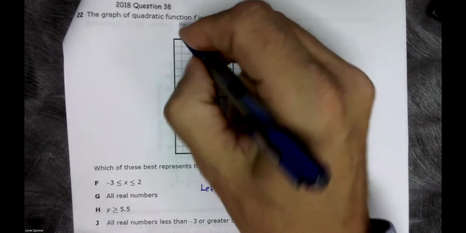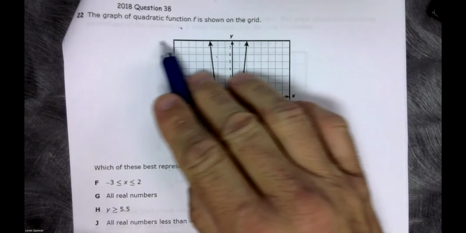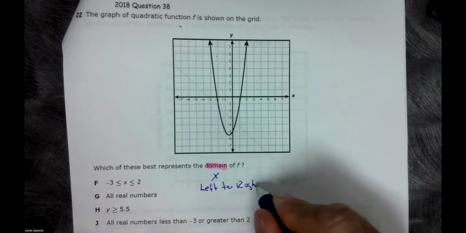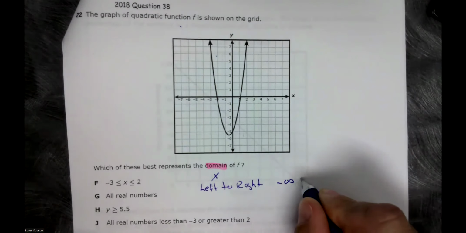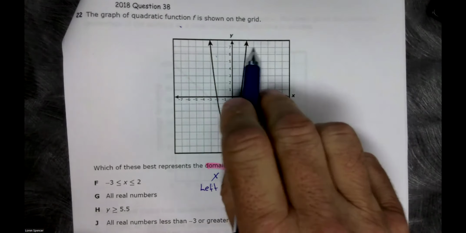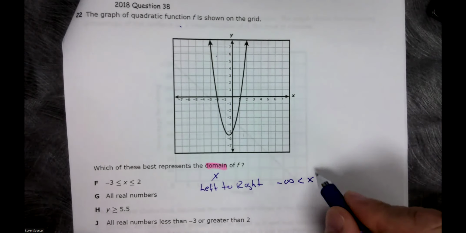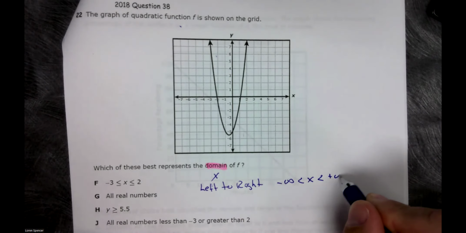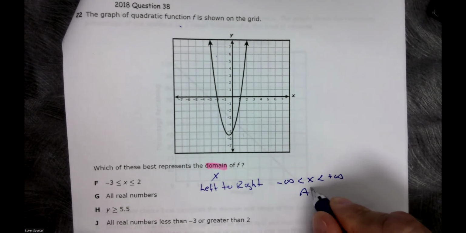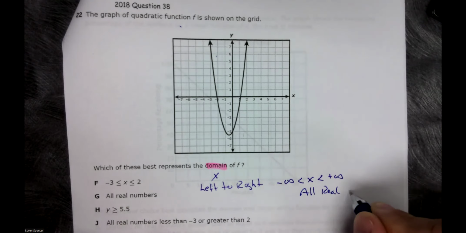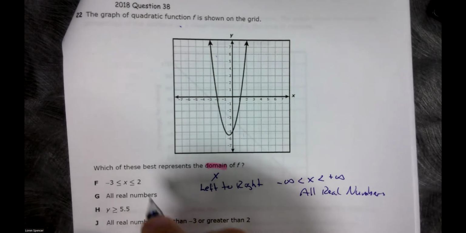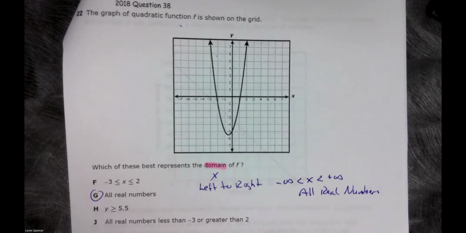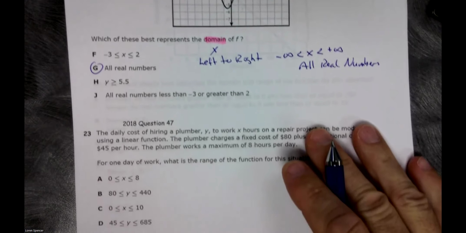So this arrow is getting wider and wider and wider. So it's technically going to go to negative infinity, less than x. And this is going to get wider and wider to the right. So it's going to positive infinity. So the best choice for this is all real numbers. So my answer choice for this is G.